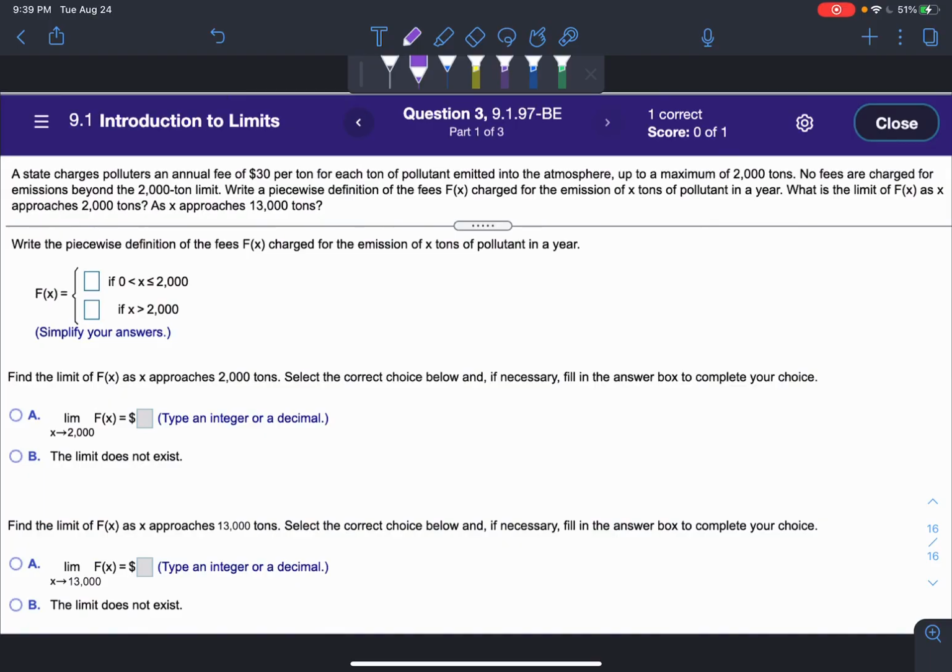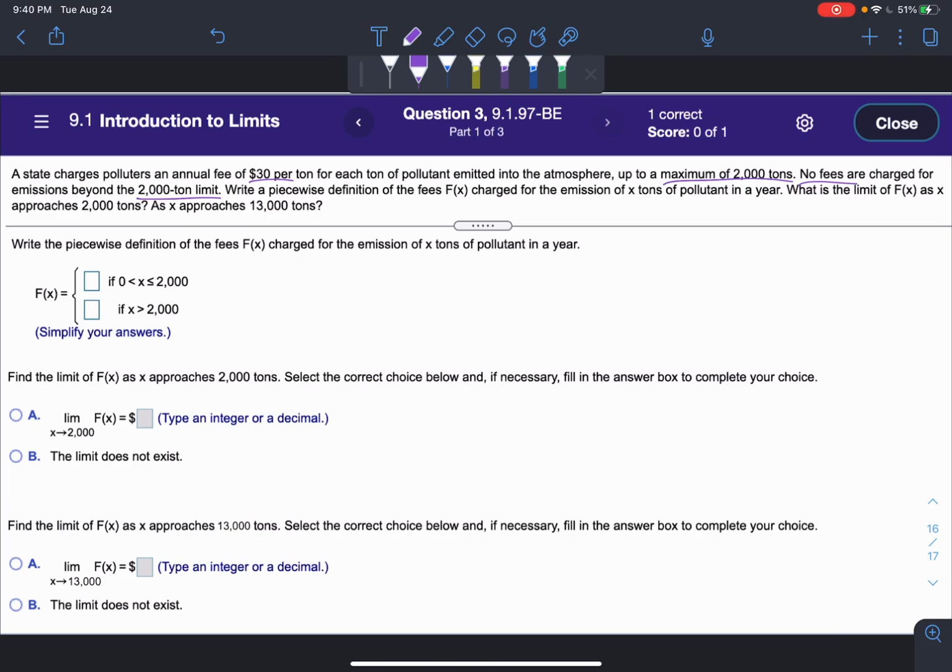All right, our last application problem. It's kind of similar, but there's a little difference here. A state charges polluters an annual fee of $30 per ton for each ton of pollutant emitted into the atmosphere, up to a maximum of 2,000 tons. And there are no fees charged beyond the 2,000 limit. Okay, so we want to write the piecewise function for when x is between 0 and 2,000 tons.